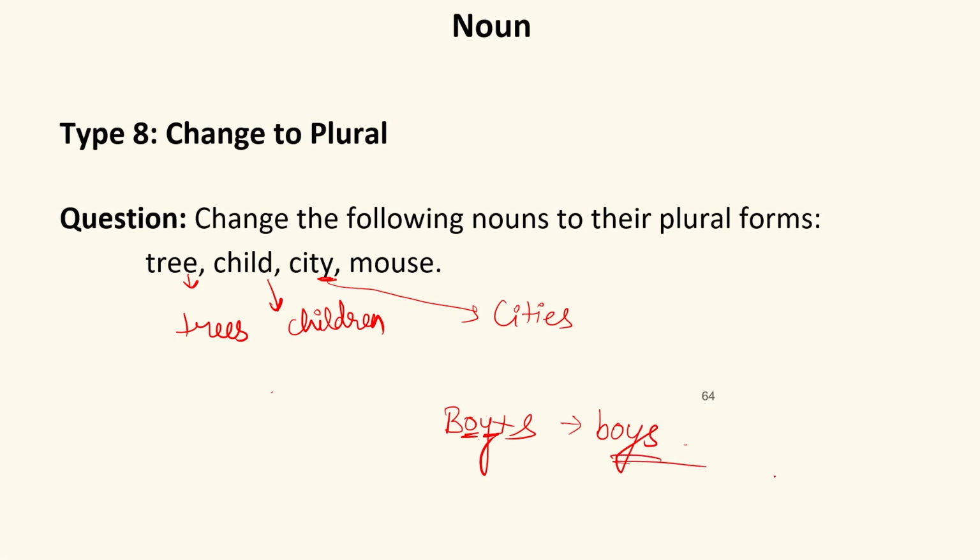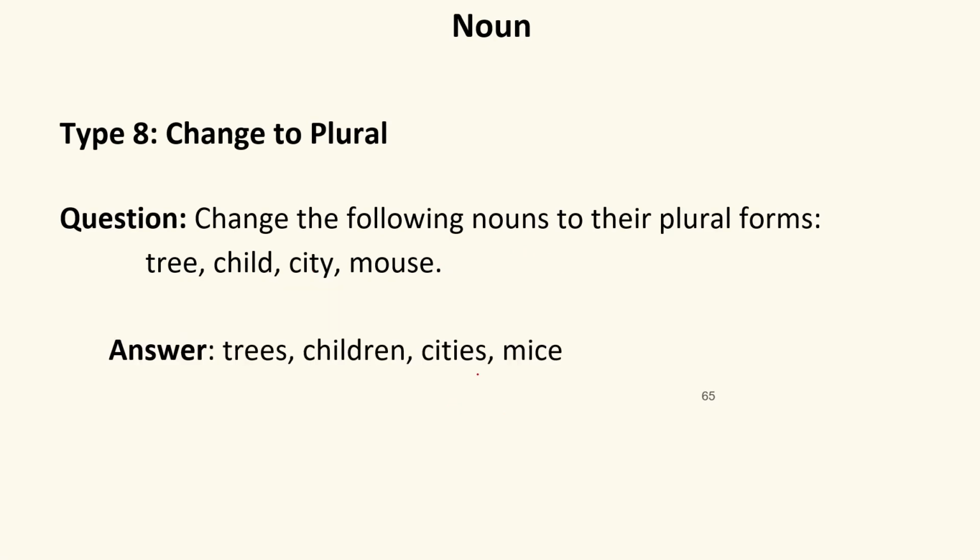But if we have ladies, city, so it ends with Y, we replace Y with IES, that is ladies, cities, and so on, countries, babies. Now we have the word mouse, and mouse converts into plural like mice. We have also learned some other words which are predefined as plural. Now change the following nouns to their plural forms.